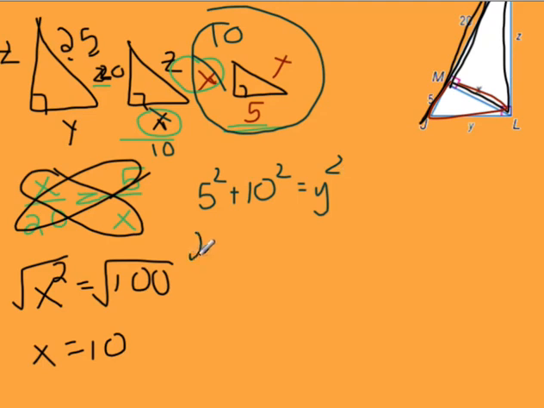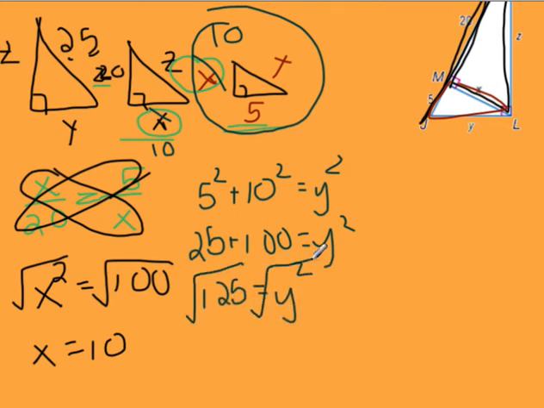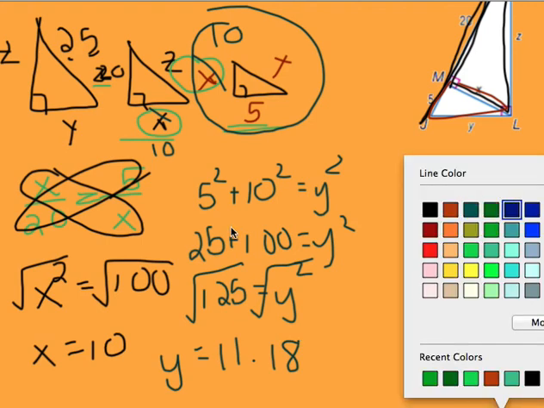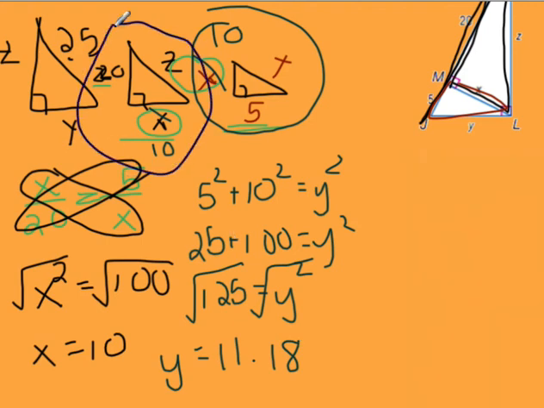So 5 squared is 25. 10 squared is 100. And that's equal to y squared. So now I have 125 is equal to y squared. So then I'm going to take the square root of both sides. The square root of 125 is 11.18. Okay, then when I look at this next triangle right here, I notice that now that I plug in 10, I have 10 and I have 20, and all I have left to find is z.